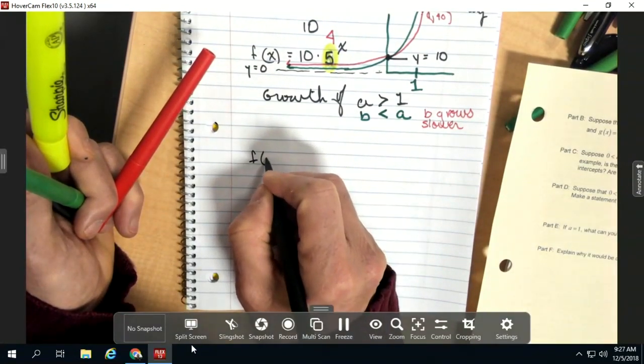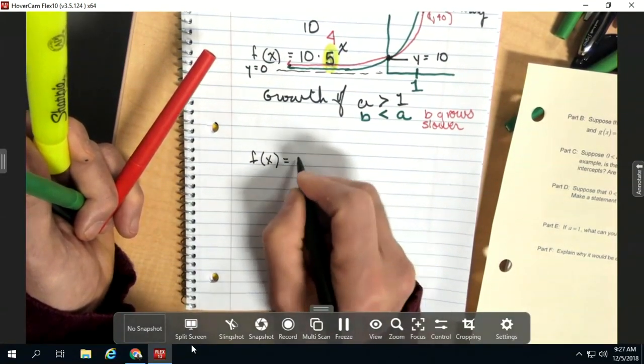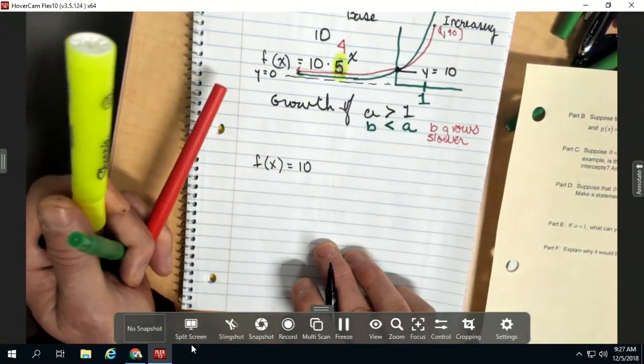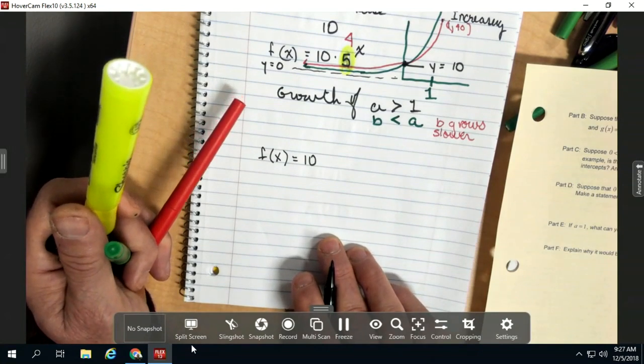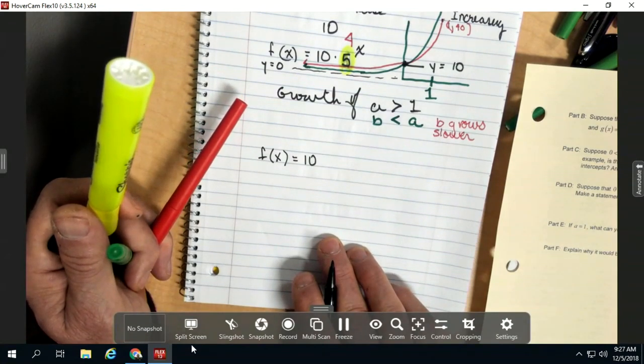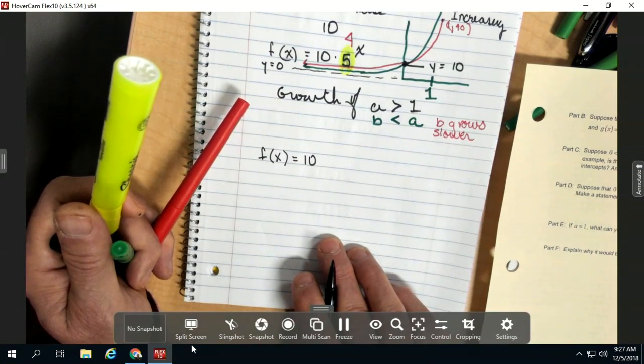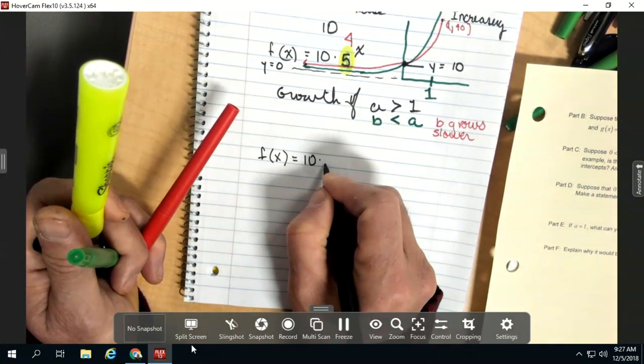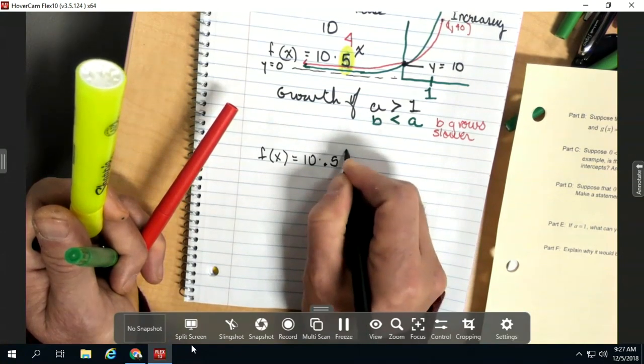F of x equals 10. Remember that first number has to be 10. Give me a number for A. 7. Pardon? 7. That's not between 0 and 1. 0.5. 0.5, a nice easy number to use.